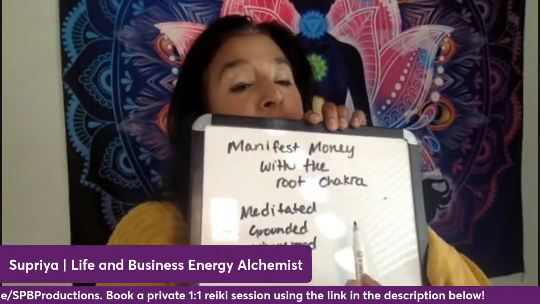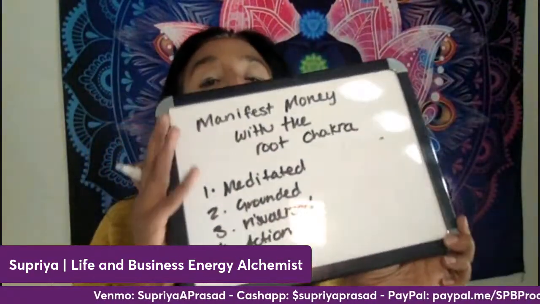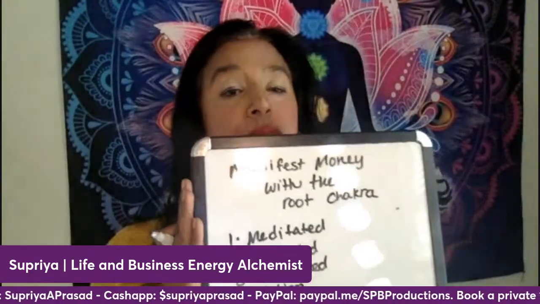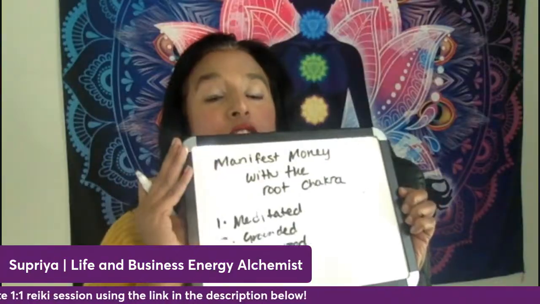Okay. 2, I grounded. And 3, I visualized. Okay? 3 things right here. I did 3 things. Meditated, grounded, and I visualized. And I can even add a 4th thing right here. I took action. All right? I also took action. I took major action. Okay? Did everybody get that? I meditated, I grounded, I visualized, and I took action.